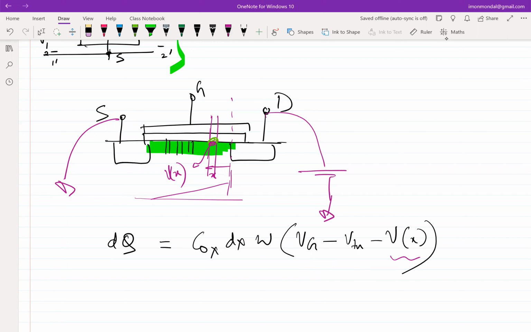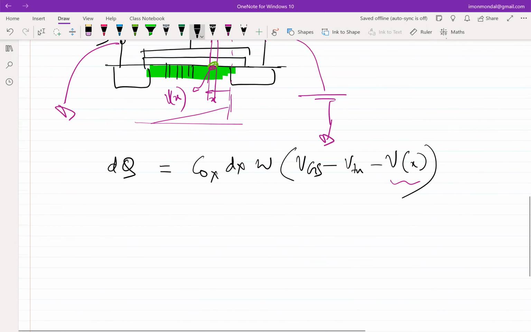So let's, since everything is referred to S, let me call it VGS here in this case itself. The reason you are doing this is, what happens if I keep on increasing VGS, right? Okay, fine. So far so good.